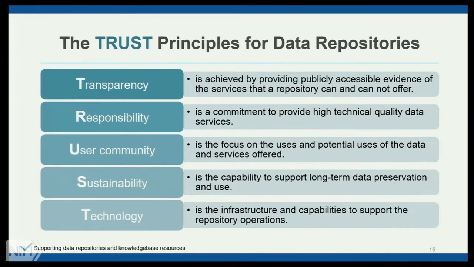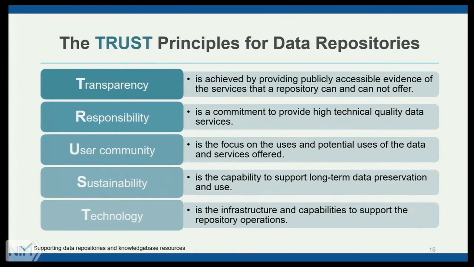Just like the FAIR concepts, findable, accessible, interoperable, and reusable, there's a concept evolving in the community through Core Trust Seal and Research Data Alliance: the trusted principles for data repositories. That is to say that the repository is transparent about what services it can and cannot offer, and is responsible for providing high quality data and data services to its users.